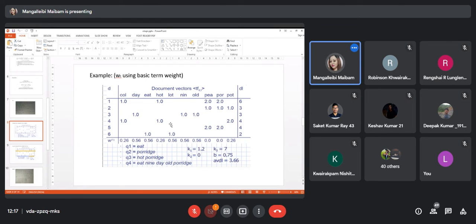Why do we use the frequency table? We need to find out the document length. So easily, if I write the document frequency, we can calculate the document length. So cold, it is there in D1 one time, hot, it is there in D1 one time, pease, it is there in D1 two times, porridge is there in D1 two times. Okay, so all those terms you have to count.